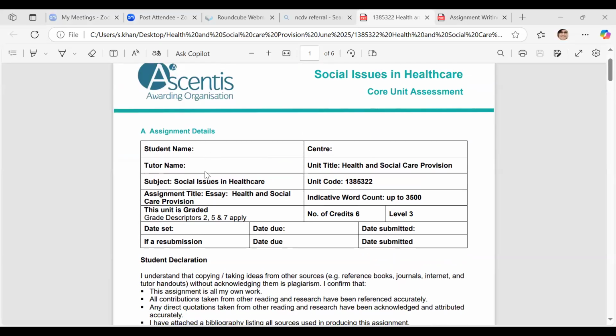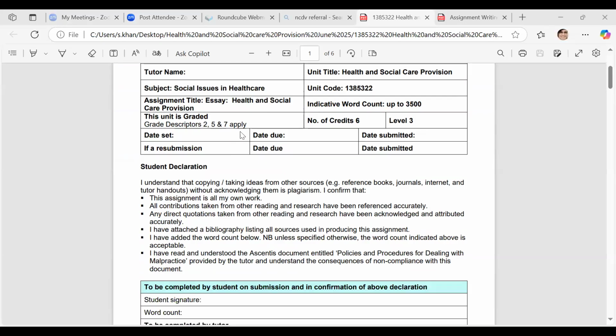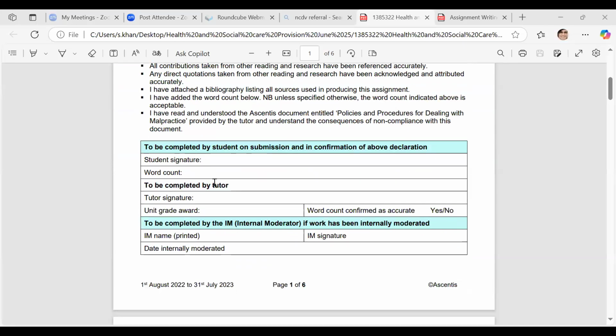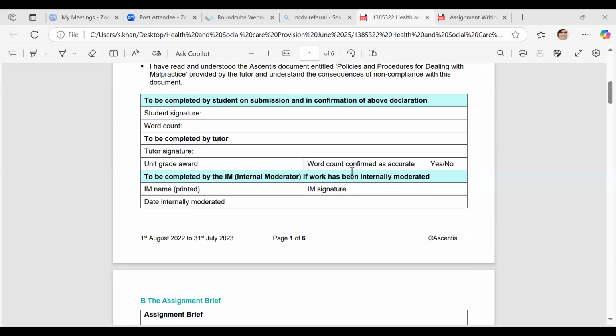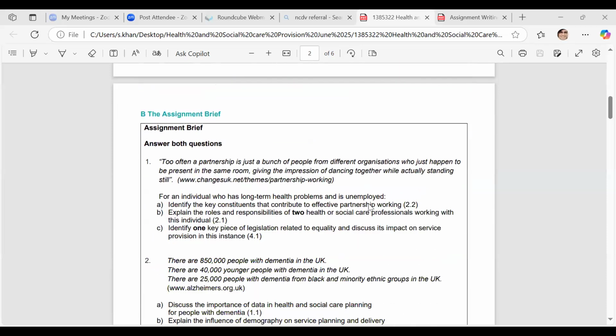So your name, your centre number, your tutor's name, the unit is there for you, and the word count is up to 3,500. The date set, the date due and the date submitted needs to go in there. Whenever you submit it, your signature has to go in there, your tutor's signature, and your word count, obviously confirming that it's accurate. So this is the assignment brief.